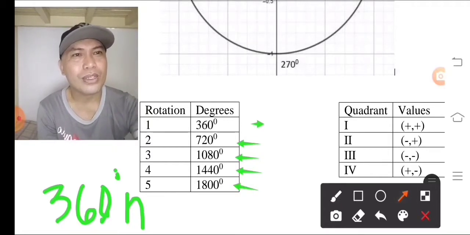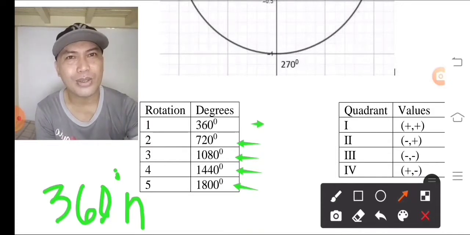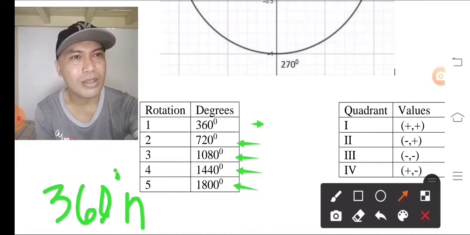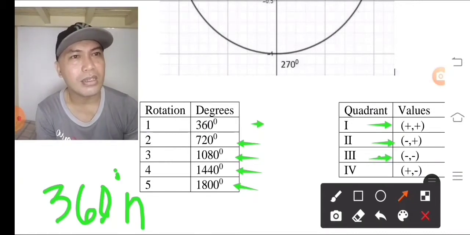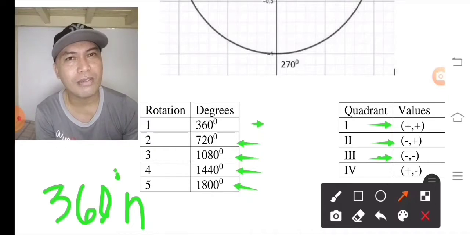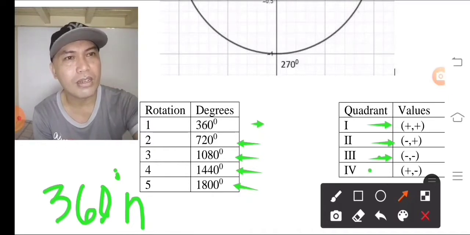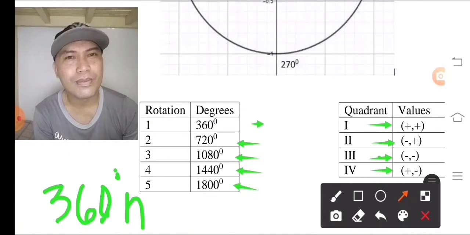So we know, with our basic understanding in our high school mathematics, our basic mathematics, the quadrant values. In the first quadrant, we have positive and positive for the x and y. Then in the second quadrant, the x is negative, the y is positive. Then the third quadrant, the x is negative and the y is also negative, or both are negative. Then in the fourth quadrant, the x is positive and y is negative.